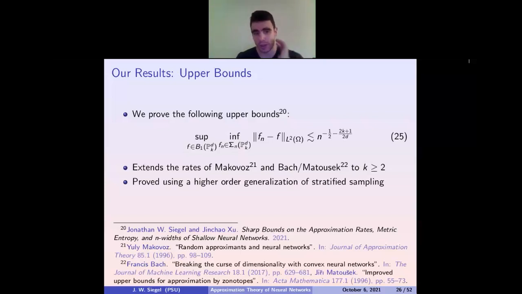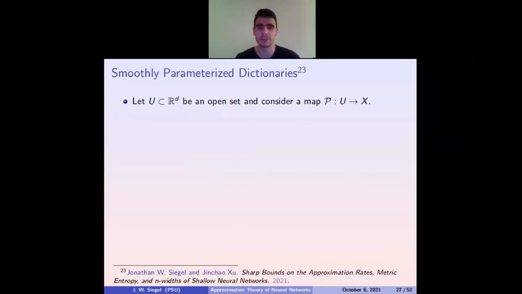The way that we did this is we used what is essentially a higher order generalization of stratified sampling. So the key idea is to notice that the dictionary sigma of omega dot x plus b has a certain amount of smoothness in the following sense.